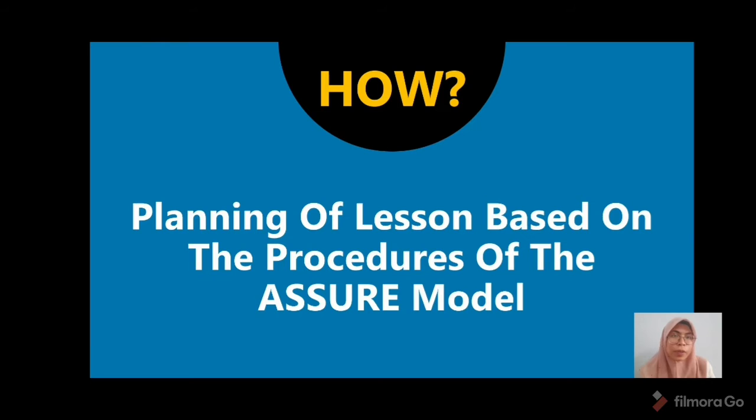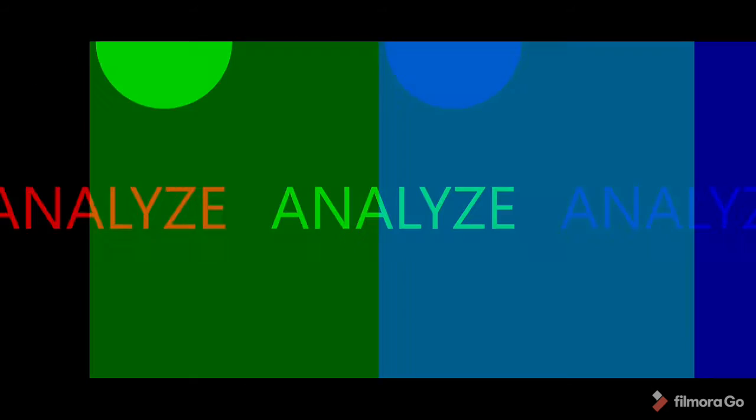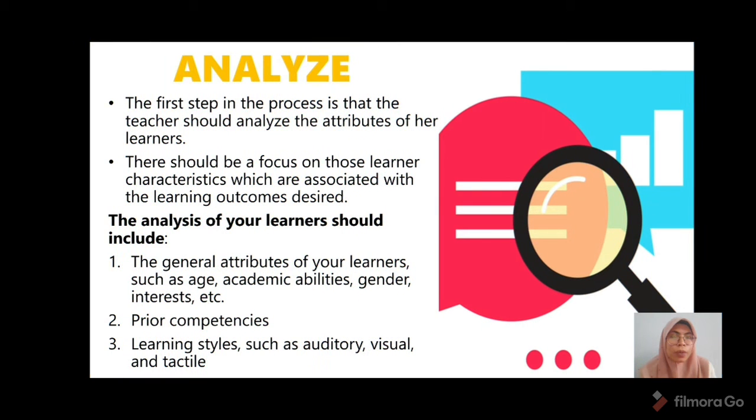So, how are we planning a lesson based on the procedure of the ASSURE model? Firstly, we analyze. The first step in the process is that the teacher should analyze the attributes of the learners. There should be a focus on those learner characteristics which are associated with the learning outcomes desired.